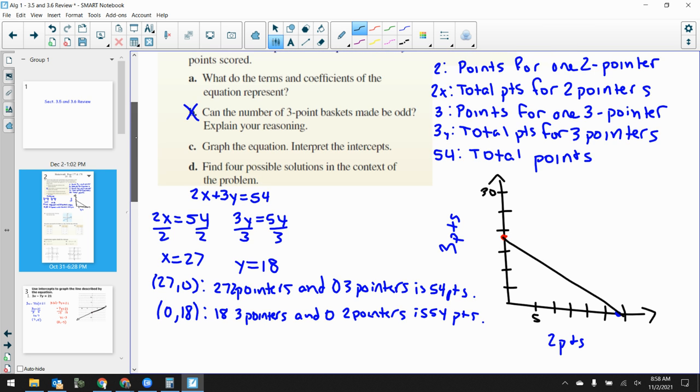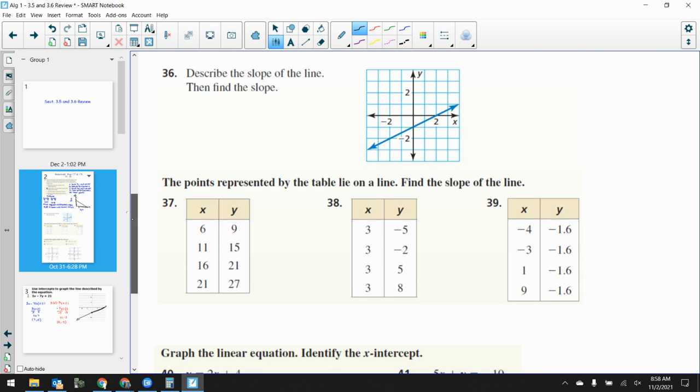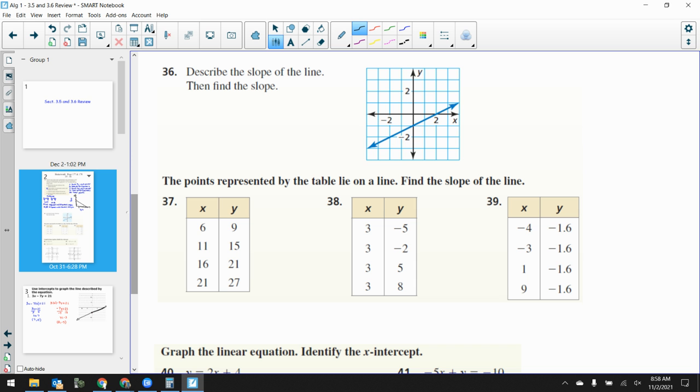All right, so that was a big one there. Number 36 through 39. Are there any questions on 36 through 39? Yes, sir. Can we do 38 and 39? Yeah, because they're kind of related, right?